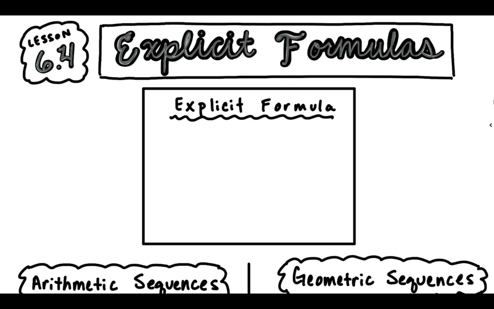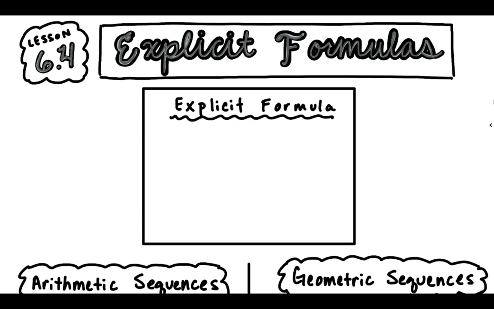So the problem with recursive formulas is that we only get the next term. So if I asked you to find the 100th term in a sequence using the recursive formula, you would have to calculate the second term, then the third term, then the fourth term, then the fifth, then the sixth, and so on, all the way to the 100th. You'd have to calculate the terms one by one because you can only get the next term from that formula. So that's going to be annoying and it's going to take a long time. The explicit formula, on the other hand, lets you jump directly to the 100th term, or any term. So they're a little bit faster.